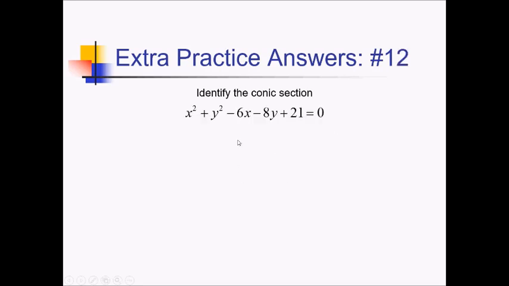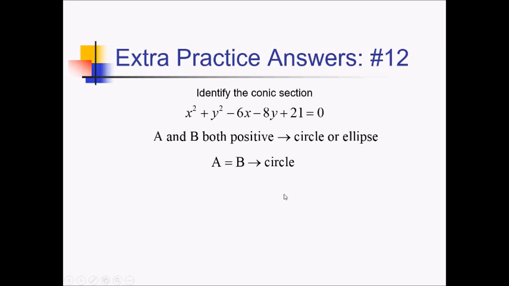On this problem, we have two squared variables, both of which are positive, so this is either a circle or an ellipse. Since a and b, the coefficients of x and y squared, are both the same number, they're both 1 in this case, that means we must have a circle.